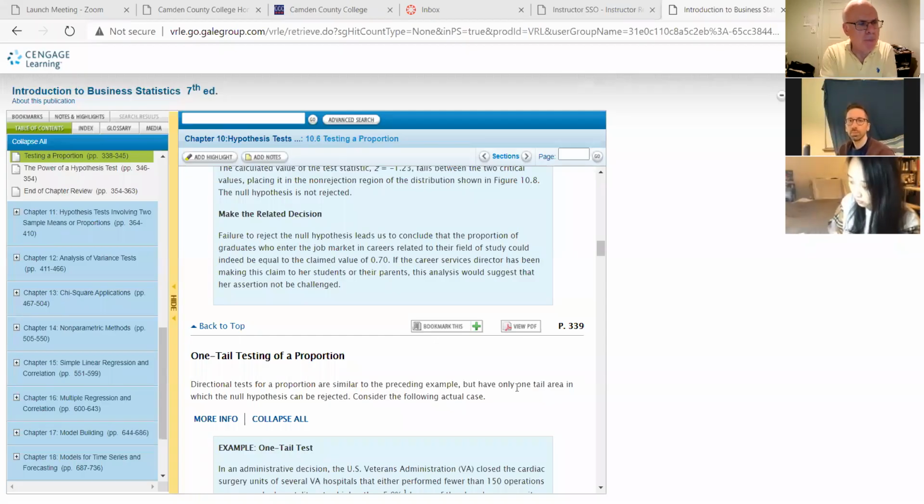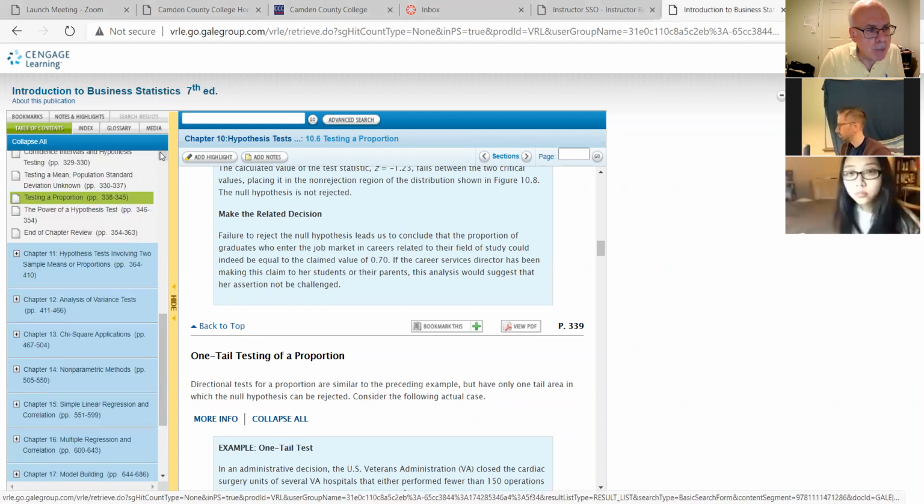All right, so I want to go over the procedures for hypothesis testing in general, and then we're going to try 3 of them tonight. All right, so let me share the screen and go to the textbook. All right, so we'll do the proportion one first.